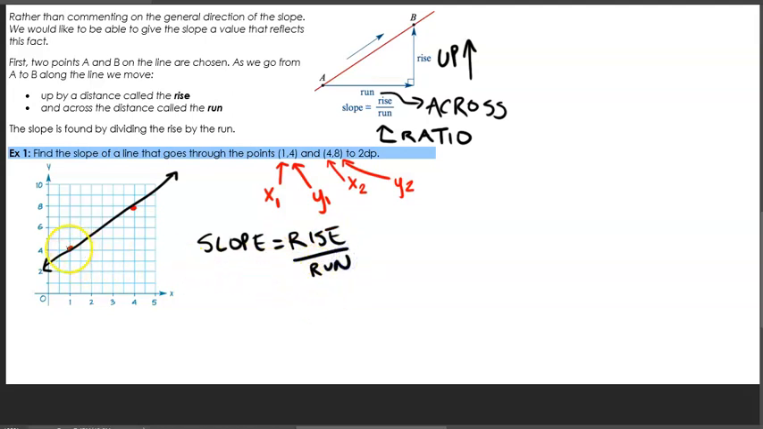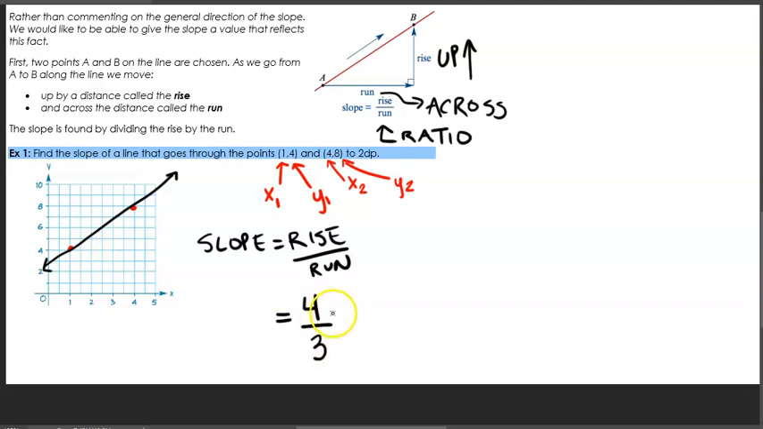How much does this rise by? 1, 2, 3, 4. So our rise in this case is 4. And what's the run? How much does it go across from point to point? Now be careful, because you can't consider each of these blocks as a number. You've got to make sure that you're paying attention to how much is going across here. So this is 1, 2, 3. So the run is 3.